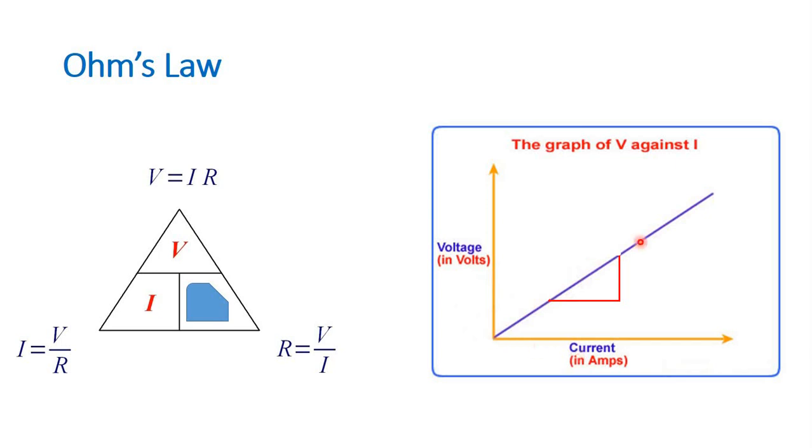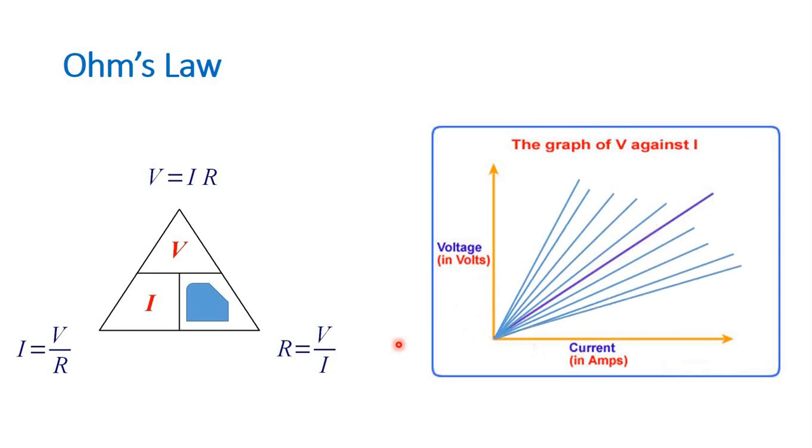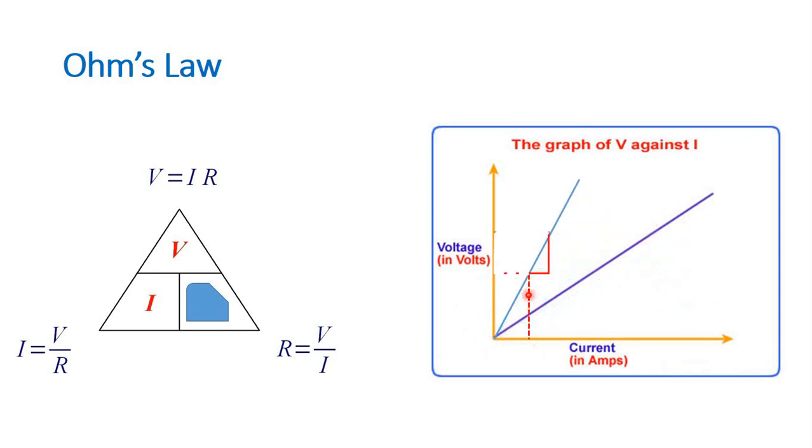The line doesn't have to be at 45 degrees or so. It can be of any slope depending on the resistance. So for example, for this line you can say that for lower current we had higher voltage, or higher voltage was needed for lower current, so it's a higher resistance, and that can be seen as the slope is higher than the other slope here.